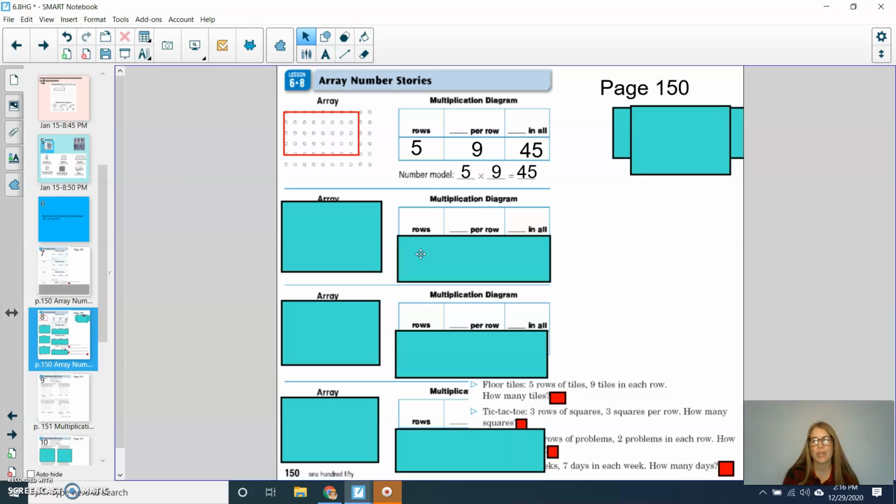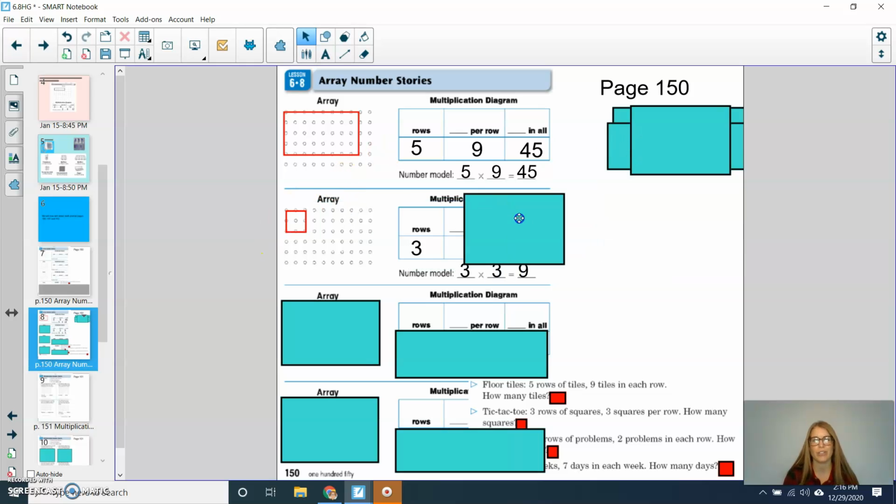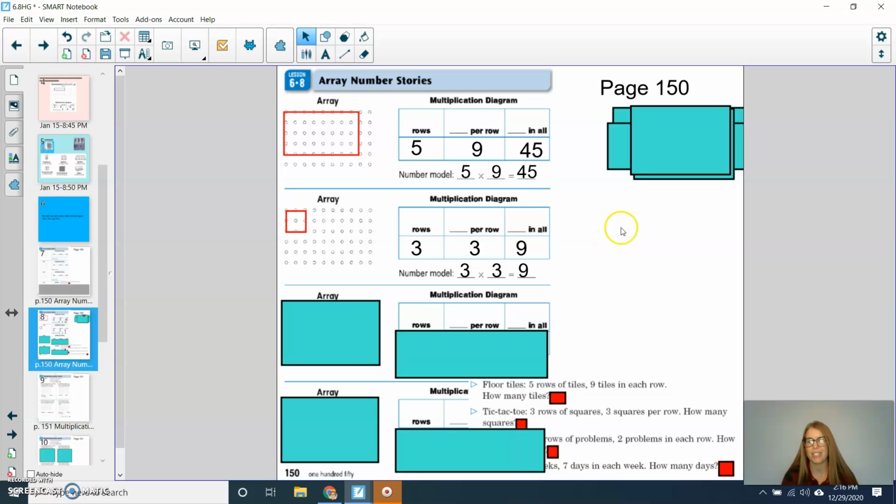Okay, hopefully you found this one a little bit easier. So we have our 3 rows and we have 3 per row, and so our total would be 9. 3 times 3 equals 9, and your box looks something like this. You could also think, well, 3 plus 3 equals 6, and then plus 3 more would equal 9 using that repeated addition.